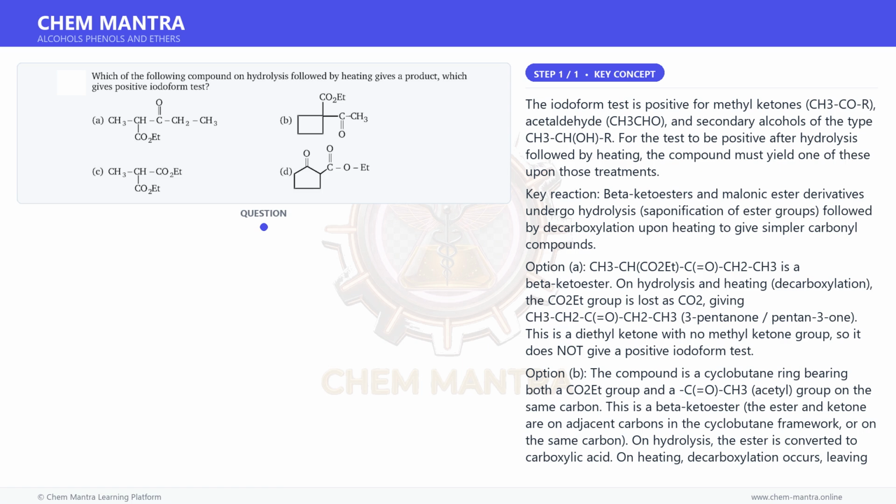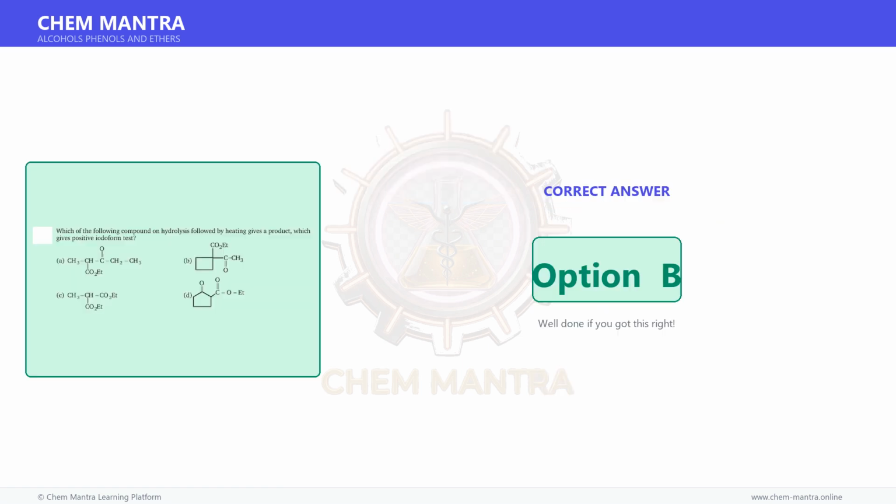Therefore, only option B gives a methyl ketone, an acetyl group on cyclobutane after hydrolysis and decarboxylation, which gives a positive iodoform test. Therefore, the correct answer is option B.